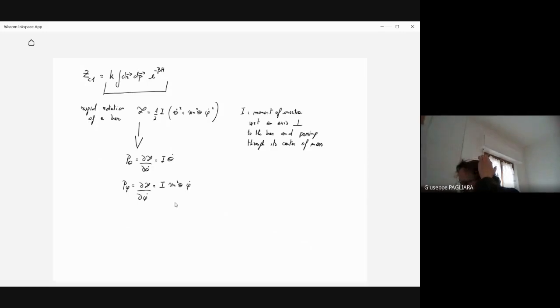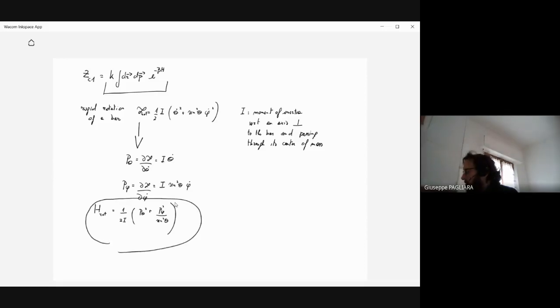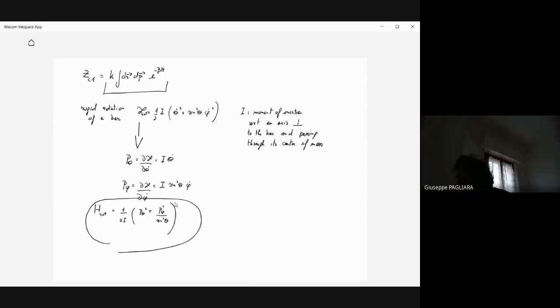Okay, and out of this one can compute finally the Hamiltonian associated with the rotation. Let me put rot here just to stress that we are dealing with rotation of this rigid body. And when computing the Hamiltonian associated to the rigid rotation of this bar, one gets the following result: 1 divided by 2I, then I have p theta squared plus p phi squared divided by sin squared theta. Okay? So now this is the most important quantity that we need to work with. So we have the Hamiltonian associated with the rigid rotation of this bar, okay?